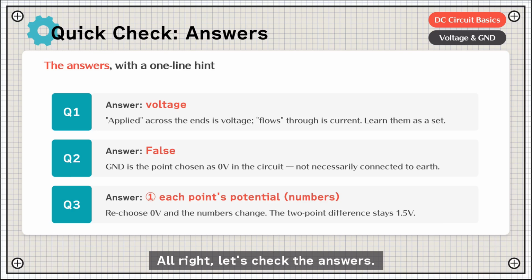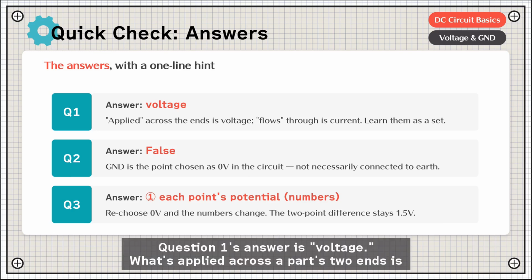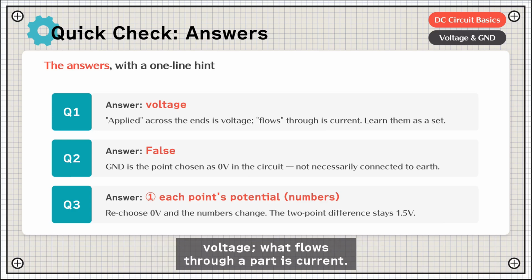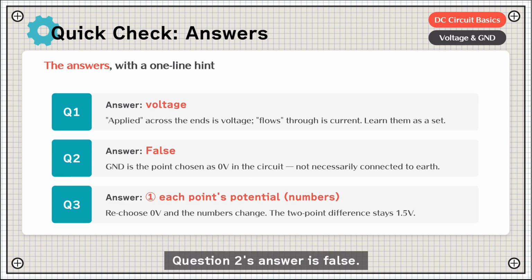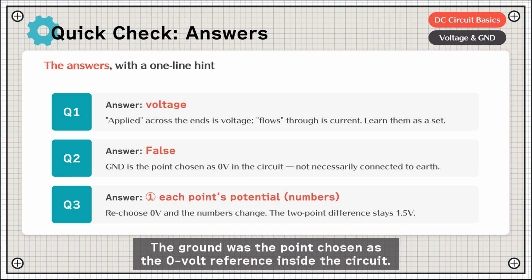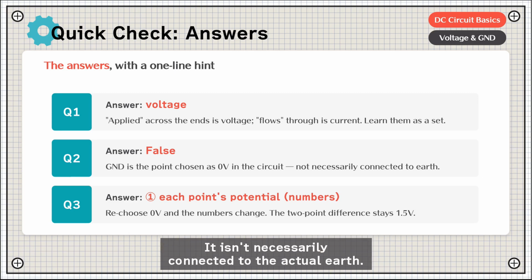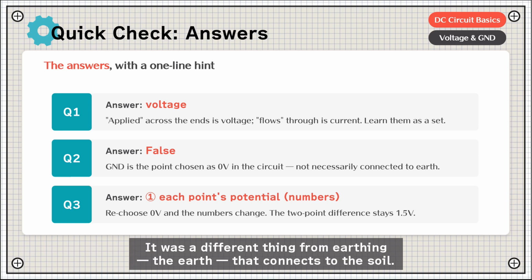Alright, let's check the answers. Question 1's answer is voltage. What's applied across a part's two ends is voltage. What flows through a part is current. Remember them as a set. Applied is voltage, flows is current. Question 2's answer is false. The ground was the point chosen as the 0-volt reference inside the circuit. It isn't necessarily connected to the actual earth. It was a different thing from earthing, the earth that connects to the soil.